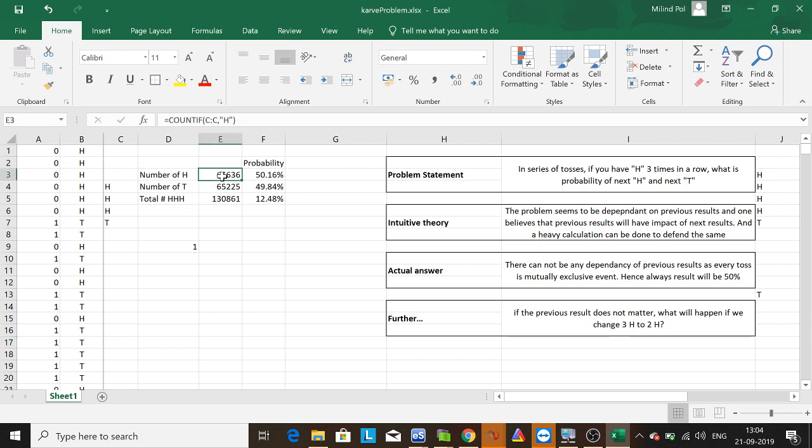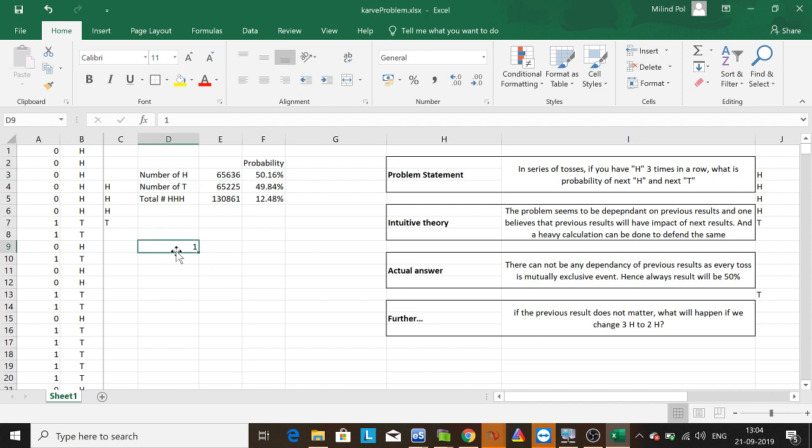And then what I do is here I count the number of H's in column C, count the number of T's in column C, and then simply calculate the number of occurrences, which is the probability. When the number is about a million, we should be able to consider this a sufficient size, with about 65,000 H's and 65,000 T's after three H's.